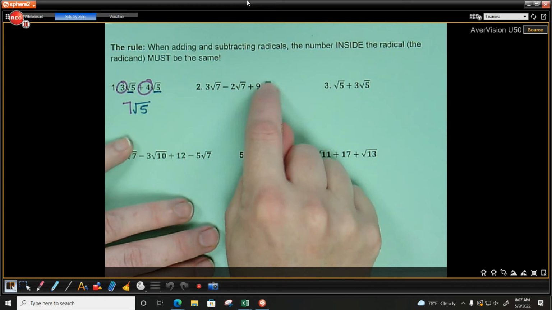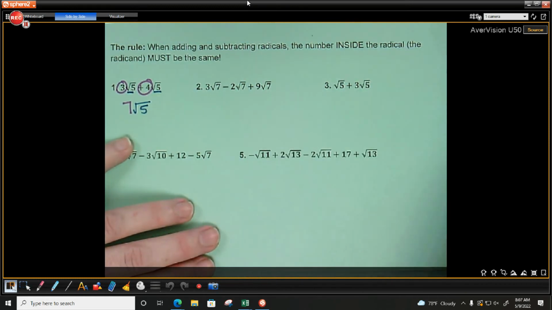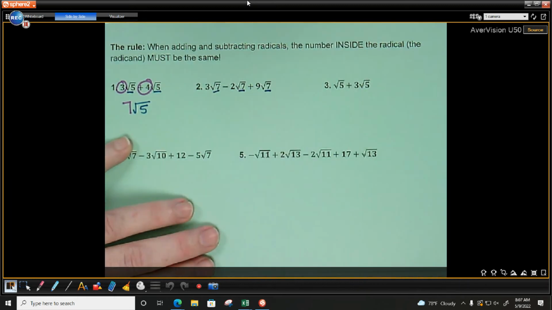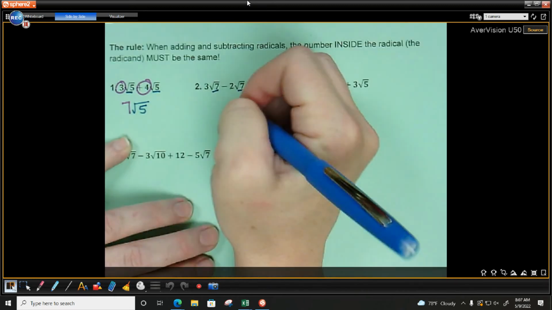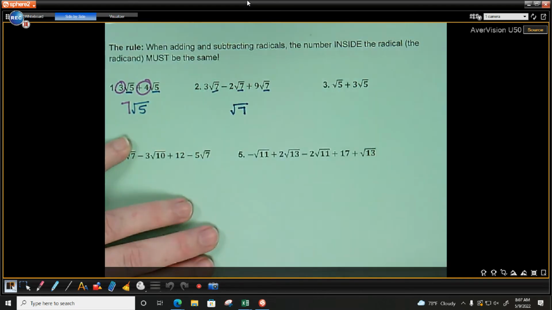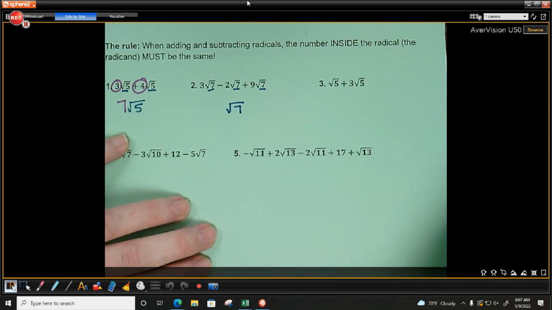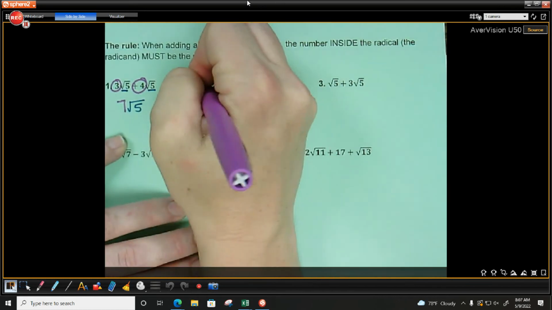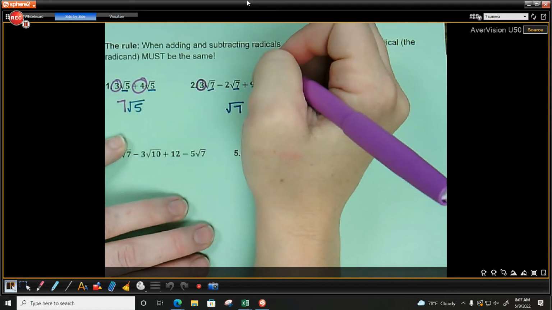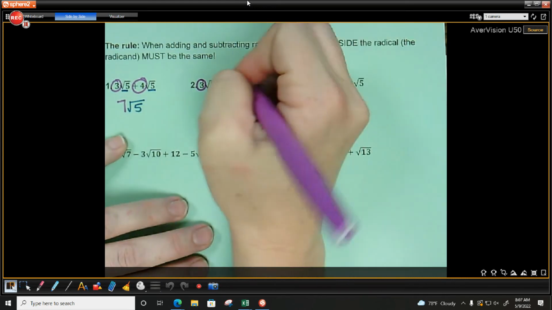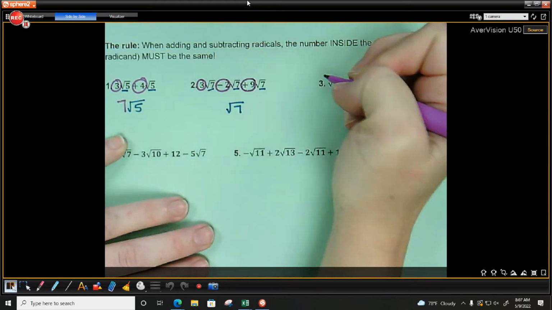Do all of my radicals match? Yeah. Square root 7, square root 7, square root 7. So I keep it square root 7. When you add and subtract, the radicals must be the same and they do not change. Then I'm going to add or subtract the coefficients depending on what's in front of them. So 3 minus 2 is what? 1 plus 9. 10. So 10 square root 7.